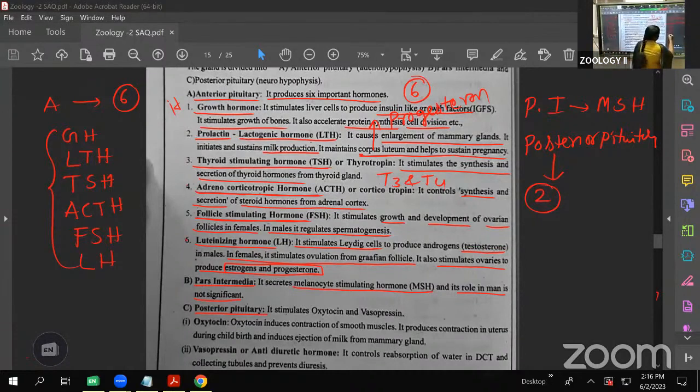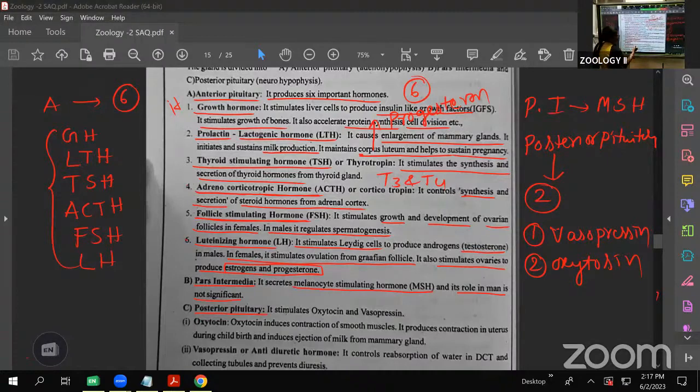Which ones? Vasopressin and oxytocin. Both of them are synthesized in the hypothalamus. From the hypothalamus they come directly through the circulation and enter inside the posterior pituitary. Now, what is the function of oxytocin and vasopressin?